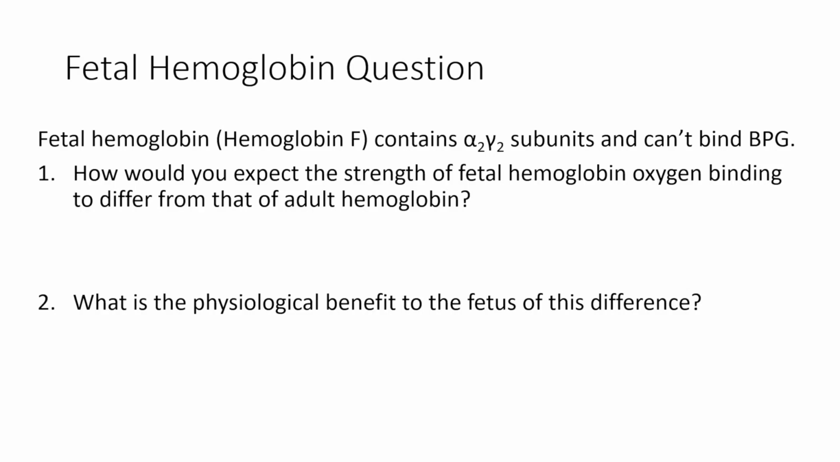Yeah, you have a question or do you want to answer? I'm gonna try answering. Okay, sure. How would you expect the strength of fetal hemoglobin oxygen binding to differ from adult hemoglobin? Well, because BPG binds to the T state without it being the R state, so you have higher affinity. Exactly, yeah. So there's no T state. And if there's no T state versus R state, you essentially are always in the R state. So we have overall stronger binding.